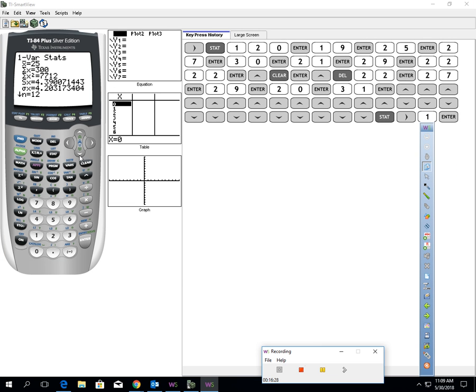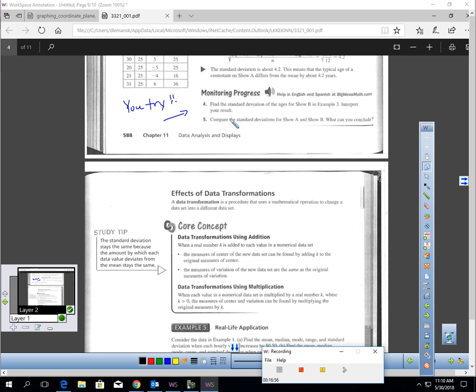A couple other things I can see on here. If I scroll down, this will show me the minimum value. The lowest age was 19. The median age was 26 of show A, and the max age was 31. So you can get all this data by just using the stat key, typing it in, and then doing stat, calc, option 1, enter. And it'll give you the standard deviation. We don't have to remember the formula.